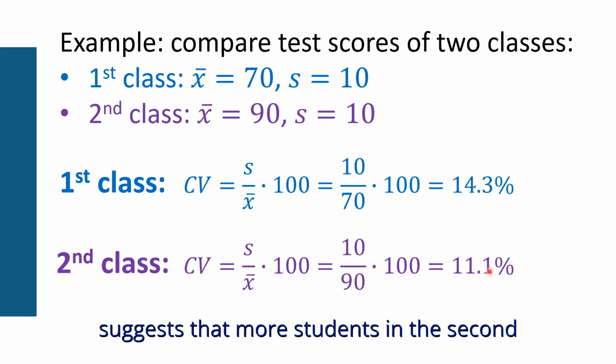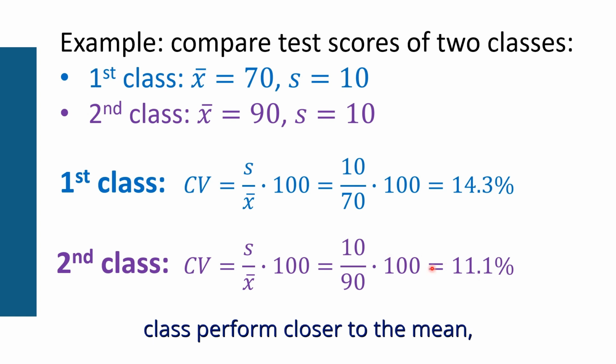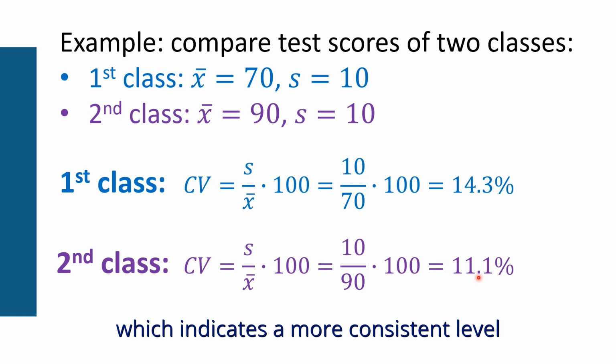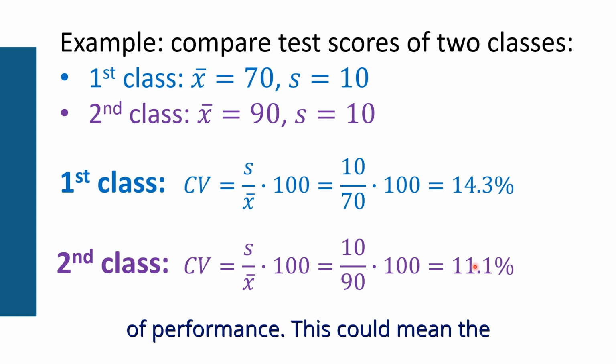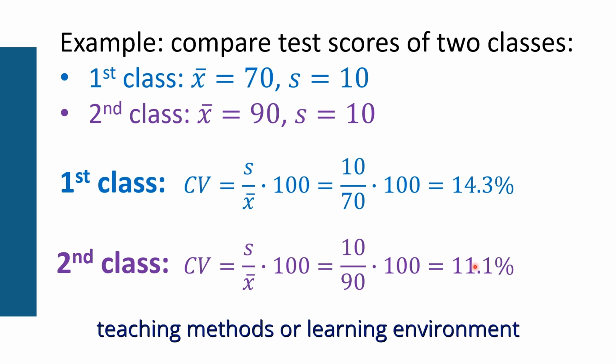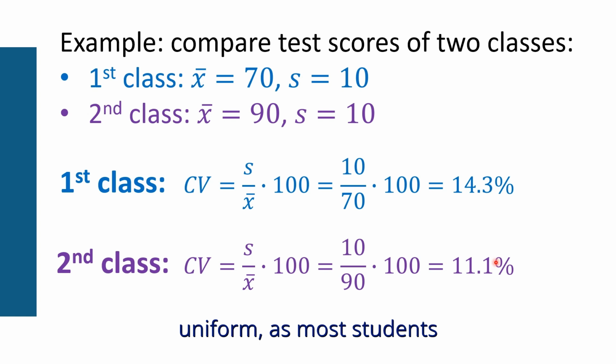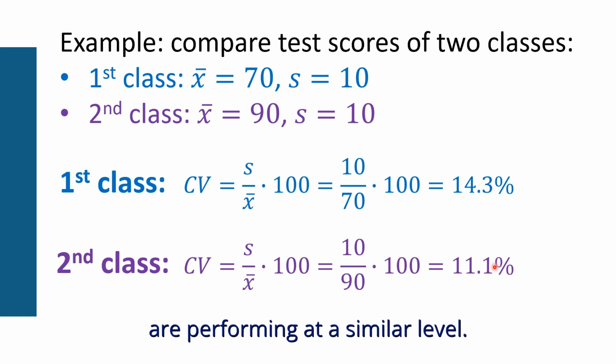This suggests that more students in the second class perform closer to the mean, which indicates a more consistent level of performance. This could mean the teaching methods or learning environment in the second class are more effective or uniform, as most students are performing at a similar level.